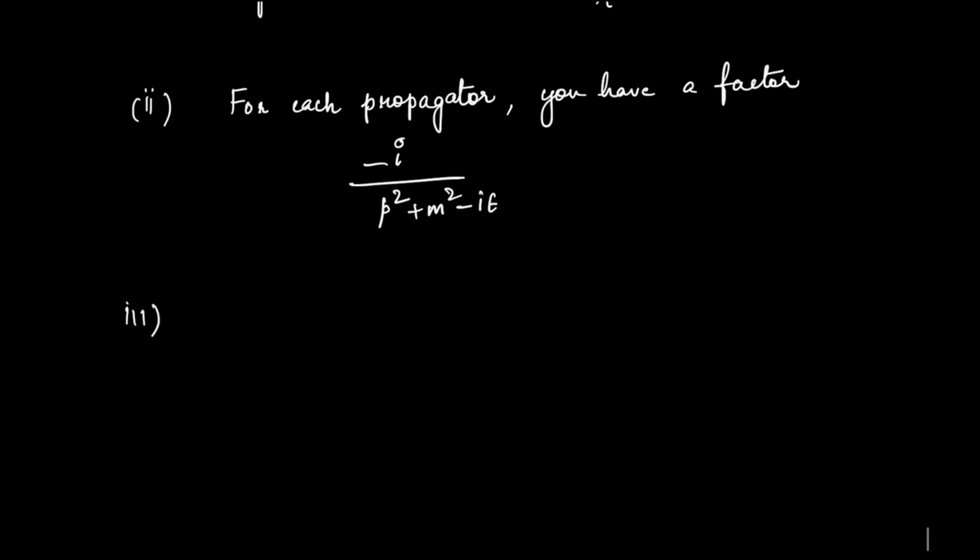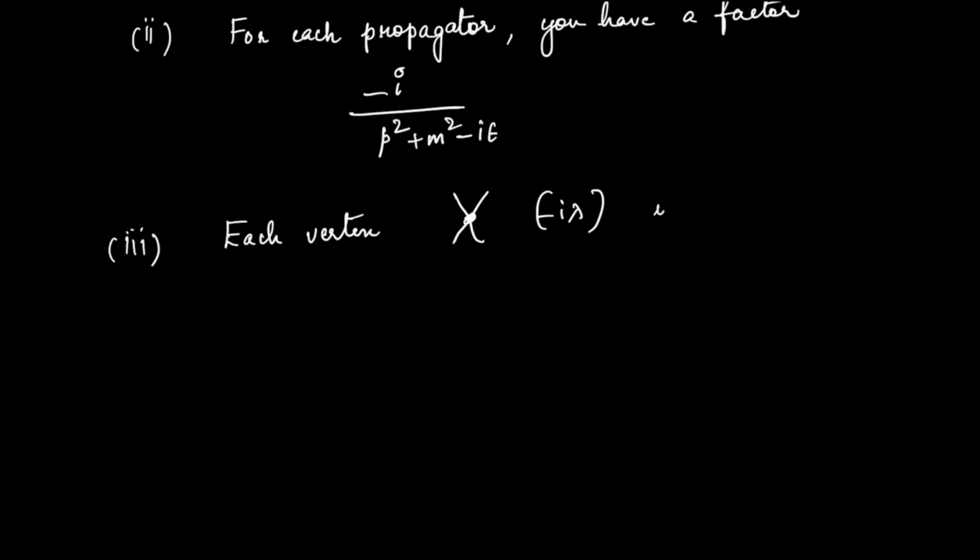And the third rule says that at each vertex there is a factor -iλ, right? Then impose momentum conservation.